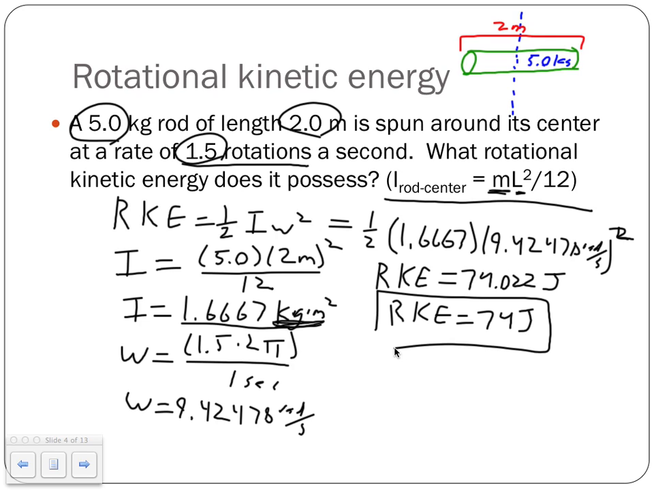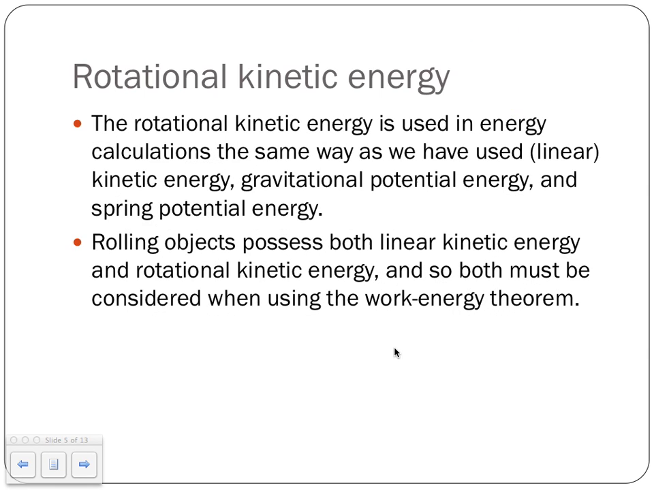And so that would be how you'd go about finding a basic rotational kinetic energy. So looking at this in the bigger picture, rotational kinetic energy is used in energy calculations the exact same way we've used linear kinetic energy, gravitational potential energy, and spring potential energy. We sum all of these up to find the total energy of the object. Now we just added something new. So rolling objects possess both linear kinetic energy and rotational kinetic energy.